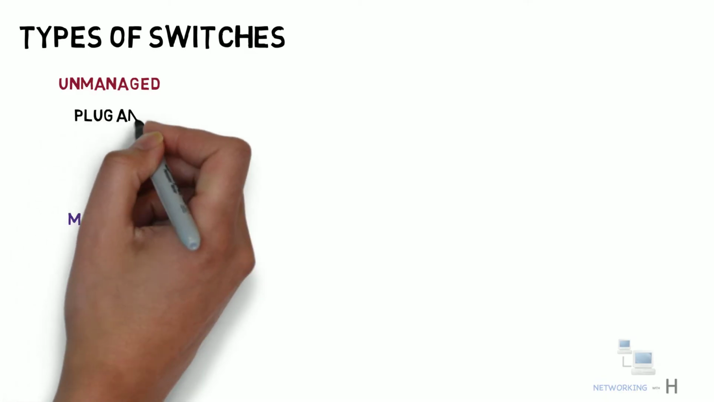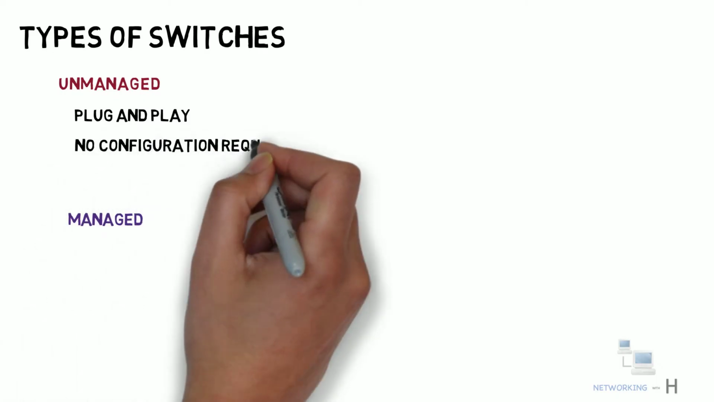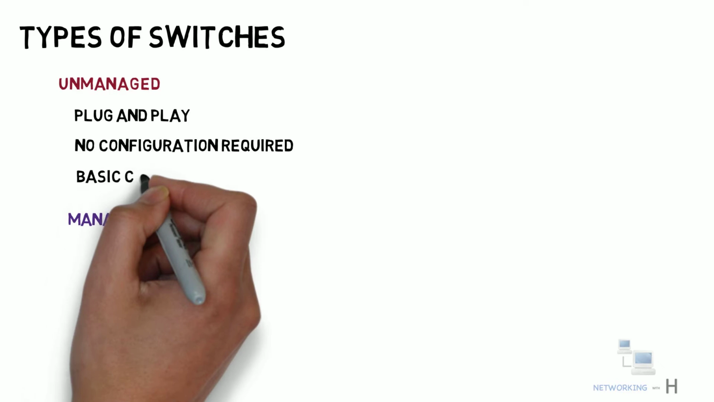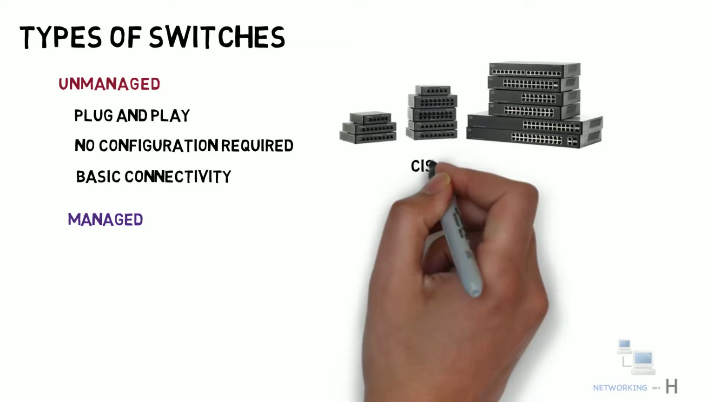An unmanaged switch is designed so that you can simply plug it in and it works without any configuration required. Unmanaged switches are typically for basic connectivity. You'll often see them used at home or wherever a few ports are needed. One example of an unmanaged switch is the Cisco 100 series switch.